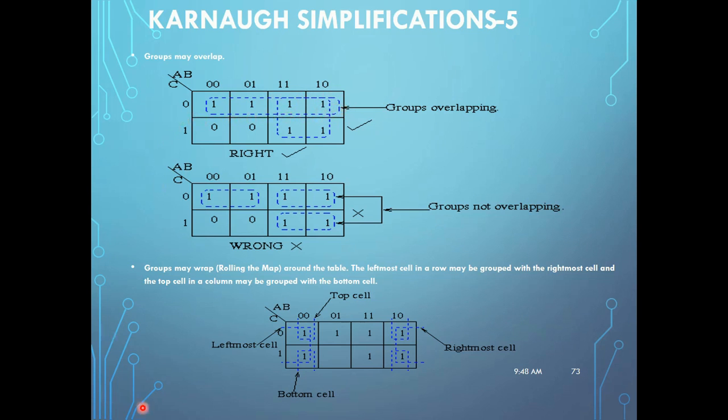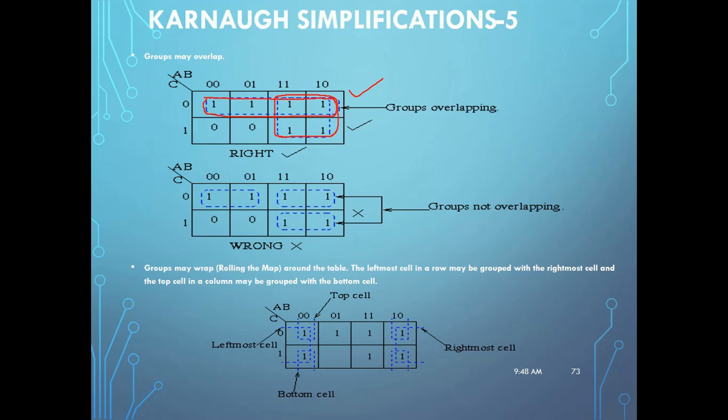Our rule is we have to find the largest group possible in the K map. So the first step is you may encircle ones in this manner, and you may find that the other two ones are left out, so you can group them along with the ones which are already grouped. So this overlapping is right. This is possible in K-map simplification.